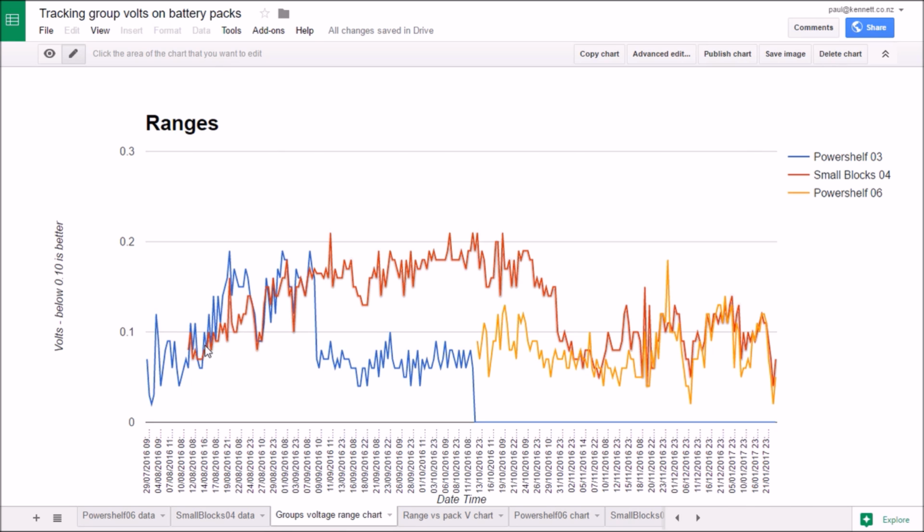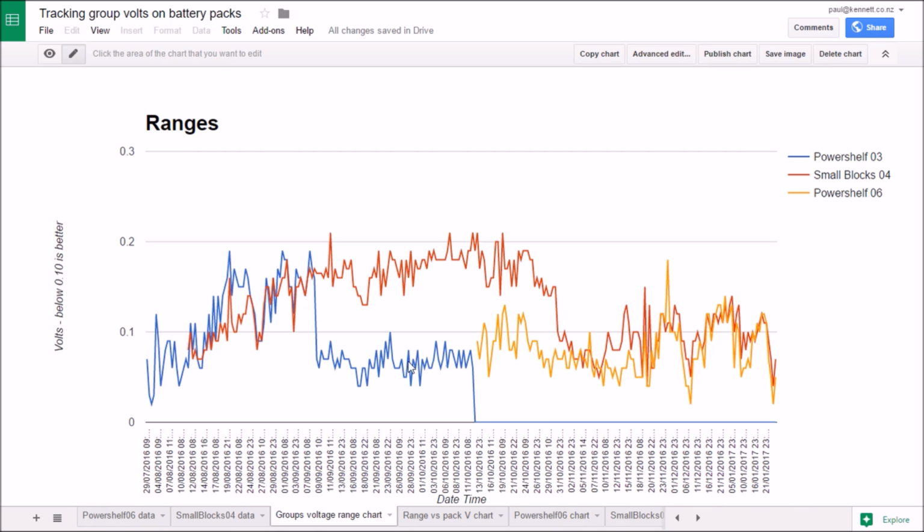The red line is the small blocks pack. So it started out being not particularly well sorted. And this is kind of interesting because it gradually gets worse and worse and worse. And this is the point where I started to think, ooh, is it going to carry on getting worse and worse? But then I didn't change anything. It just naturally sort of settled at just under 0.2 volts spread between the highest and lowest groups. So that's kind of interesting.